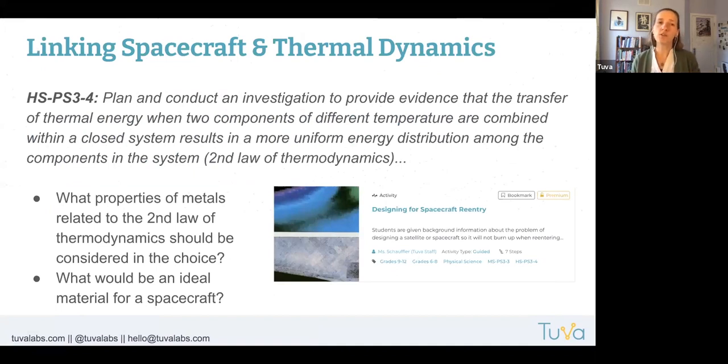But something that can be fun and helpful for our students is to help them build a better foundational understanding of why we care. Why is the second law of thermodynamics important? And we can do that by using some real world applications.